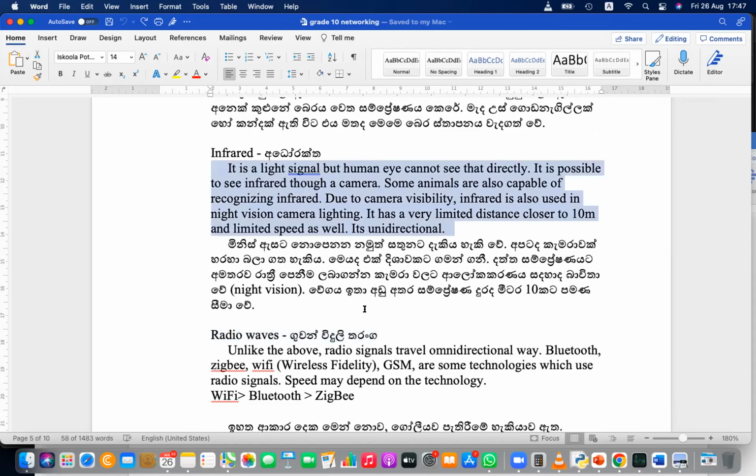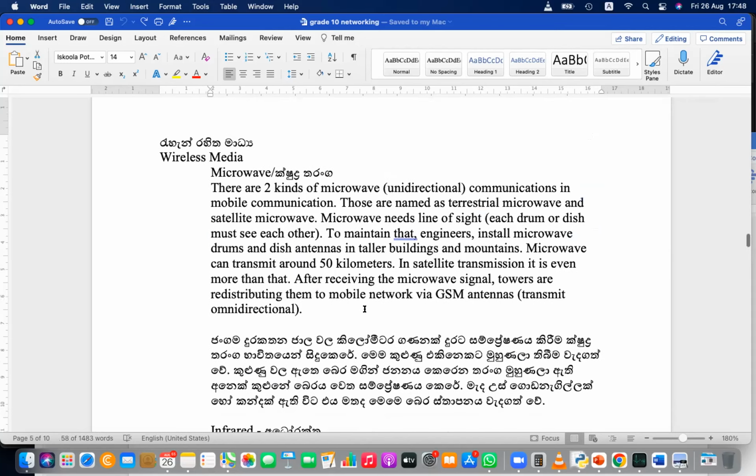Infrared. Have you seen infrared? Infrared signals. Which device is using infrared signals? TV remote, AC remote. The infrared in remotes is going unidirectional, right? It goes in one direction.